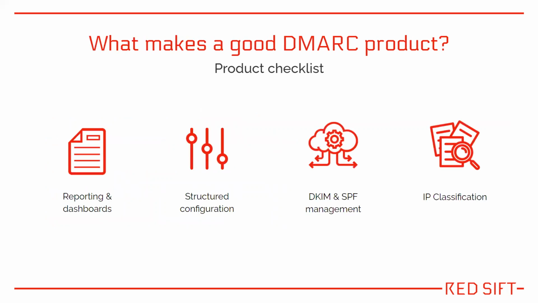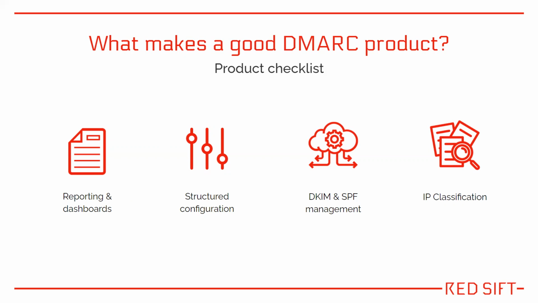So what makes a good DMARC product? Reporting and dashboards. You need to be able to see all the email validations taking place within your domain. The best tools will simplify this complex DMARC XML report so that you can quickly get an overview of the DMARC compliance of the emails being sent out on your behalf. Simple dashboards will enable you to easily identify any misconfigurations, as well as seeing the scale and frequency of spoofing attacks.